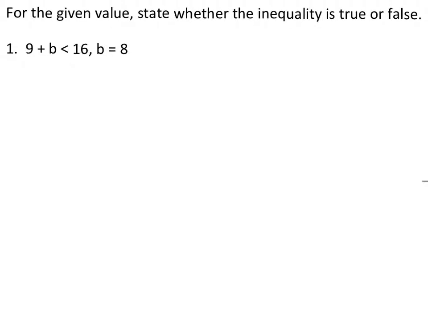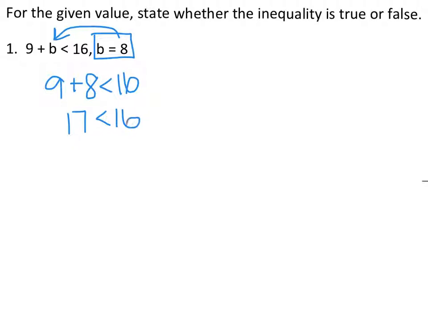Okay, so for another example here, we have a given value, in this case our given value is that b equals 8. State whether the inequality is true or false. So we are going to substitute 8 for b. So I have 9 plus 8 is less than 16. And then I'm going to solve this. So 9 plus 8 is 17. And copy down the rest of that inequality. And you have to ask yourself, is 17 less than 16? If you say no, we're going to cross out that inequality because it is not less than 16. And we're going to write that 8 is not a solution.